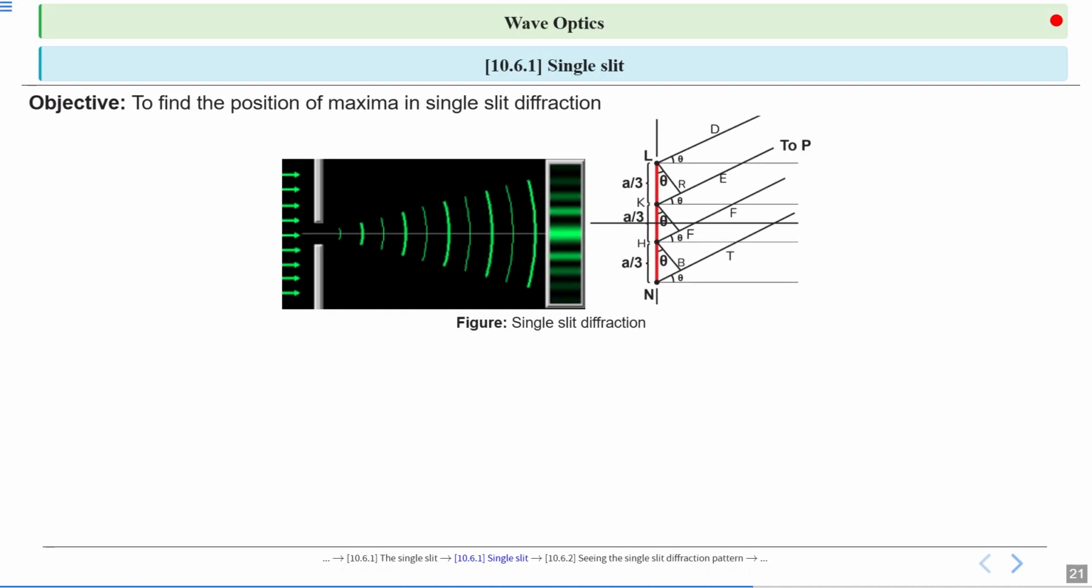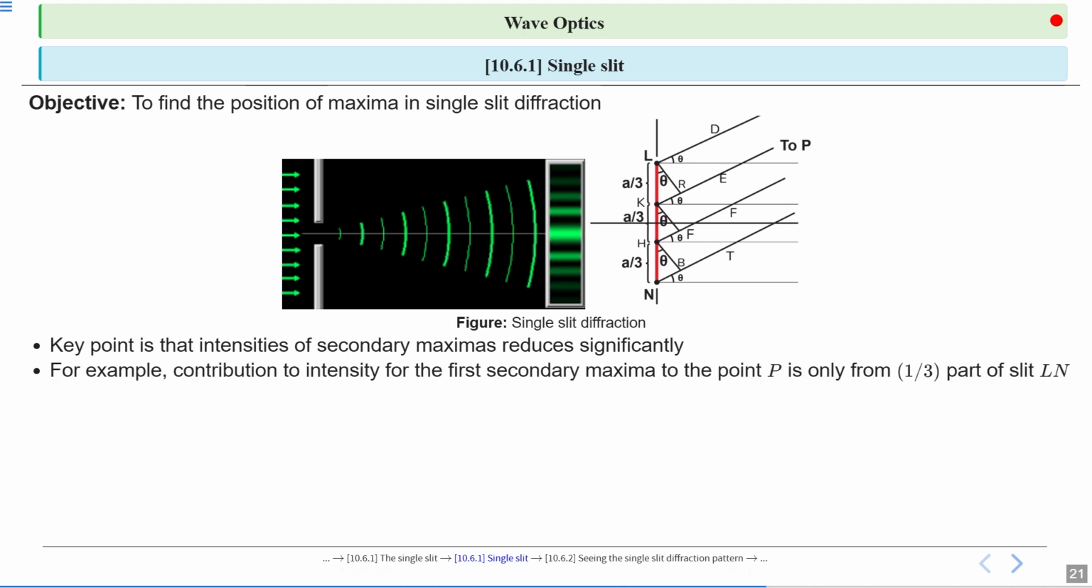So take a look at the image provided. They illustrate the concept of diffraction through a single slit. Notice how the light spreads out and forms a pattern of bright and dark areas. Let's examine the key point about the intensity of secondary maxima. In single slit diffraction, the secondary maxima are significantly less intense compared to the central maxima. This reduction in intensity is critical because it helps us understand the distribution of light in the diffraction pattern.